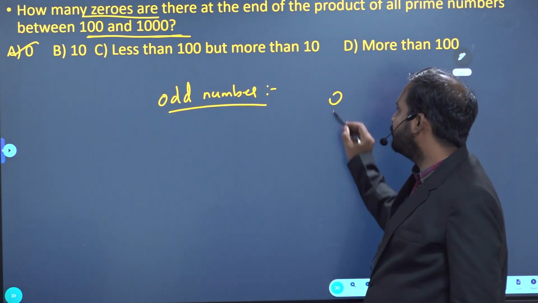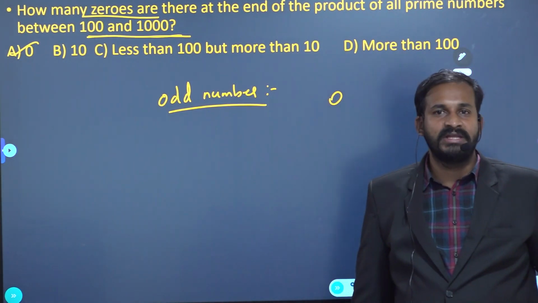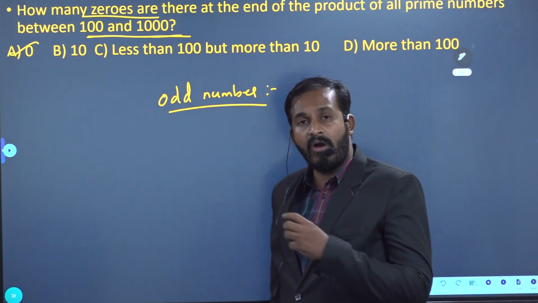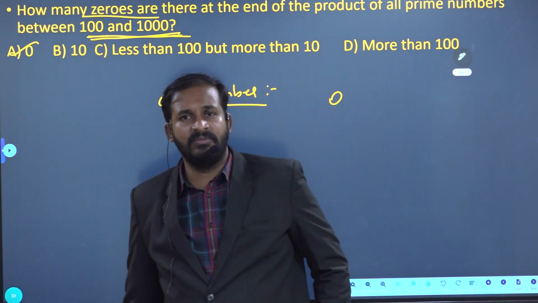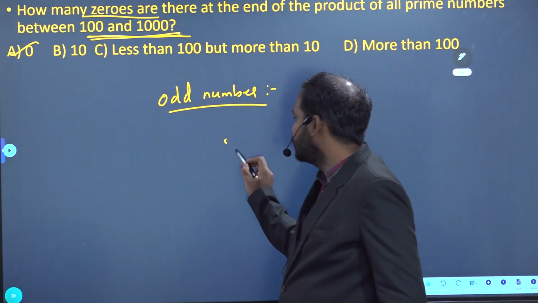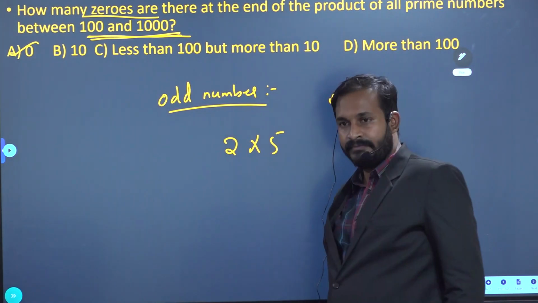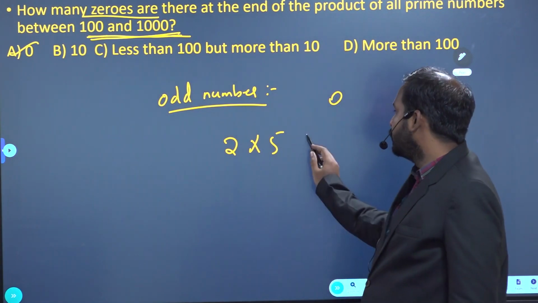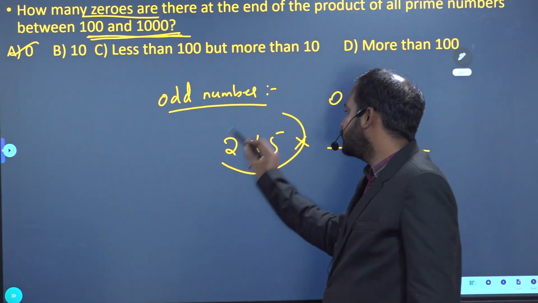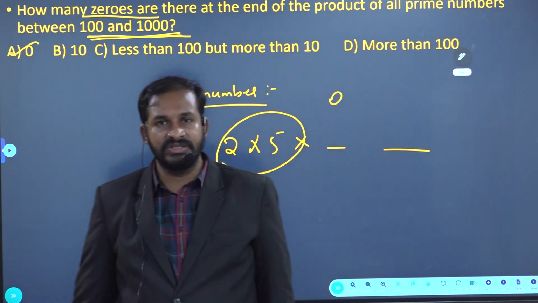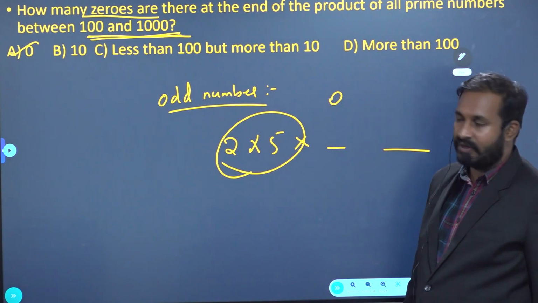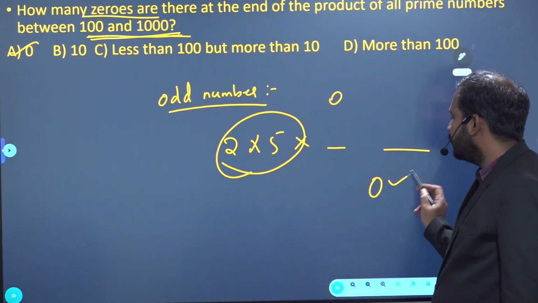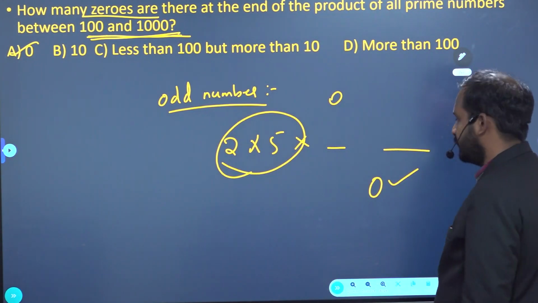For example, if the question is how many zeros will be there at the end of the product of all the prime numbers, not from 100 to 1000, in general, if they say all the prime numbers, see here students, we will have 2 and 5 also. So in that case, we will have one 0. Why? Because we will have a pair of 2 and 5. So we will get one 0 in that case.